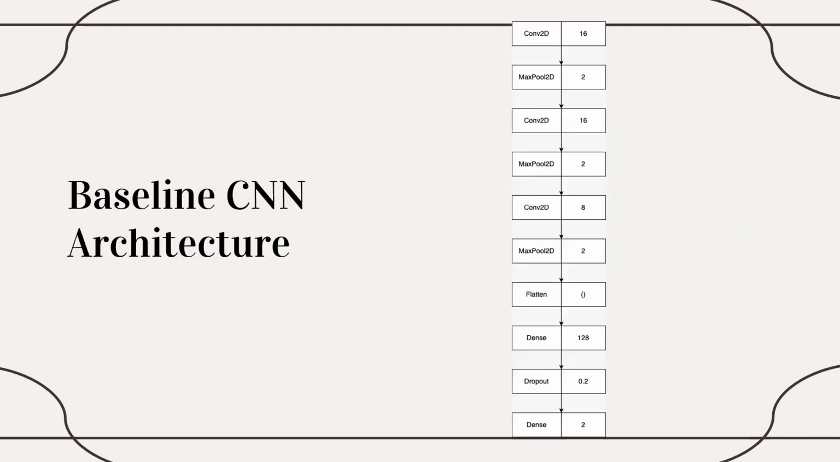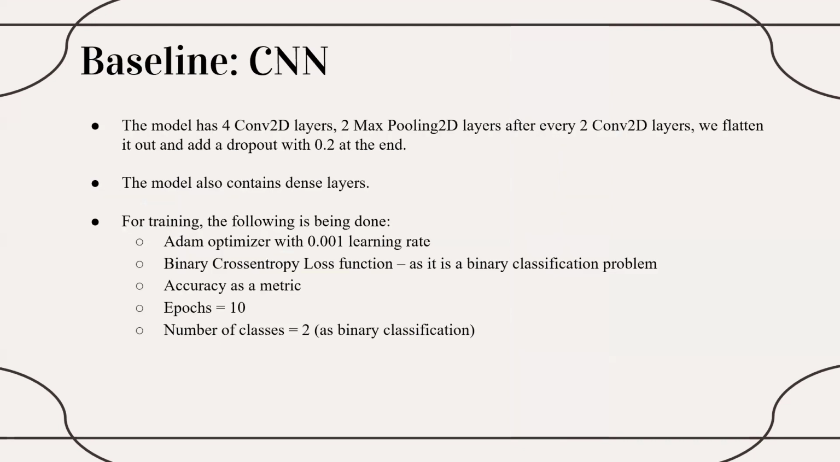This is our baseline model, and we have 4 convolution layers. And after every 2 convolution layers, we have a max pooling layer, after which we flatten and have a dropout of 0.2. Our baseline CNN has Adam optimizer and binary cross entropy loss function as it is a binary classification problem, and the number of epochs is 10.